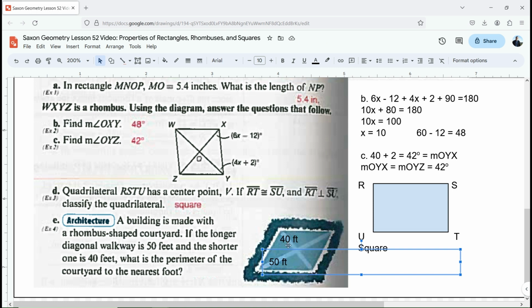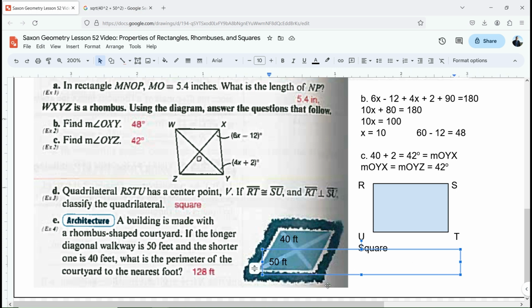Well, let's think about this for a second. This has to be a right angle. This has to be a right angle. So I'm dealing with a right triangle here. The right angle is here, so that means that 40 and 50 are my legs, and then the hypotenuse is out here. Okay? Once I know one side, I know that all four sides are congruent in a rhombus, so I can take this one side and just multiply it by 4.